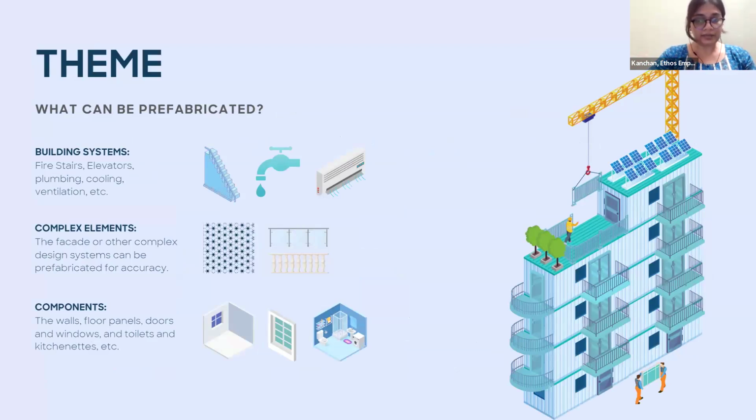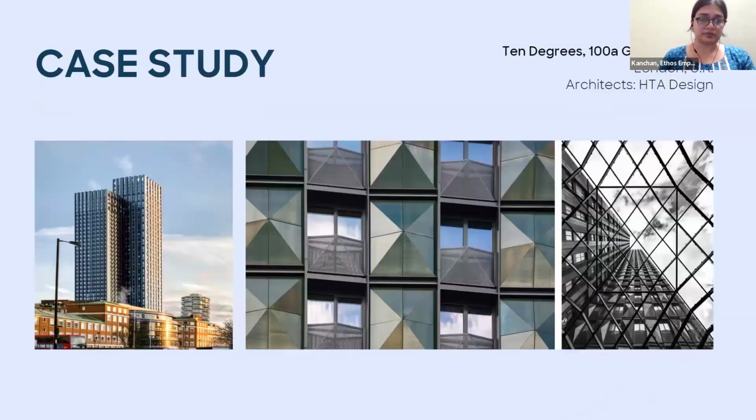Then there are complex elements that may not be as effective or as good looking when they are made manually or through other methods. So they can also be prefabricated for accuracy. Then there are components like the basic superstructure elements, the walls, floor panels, doors and windows, toilets, kitchenettes, balconies, all of that, they can be prefabricated too.